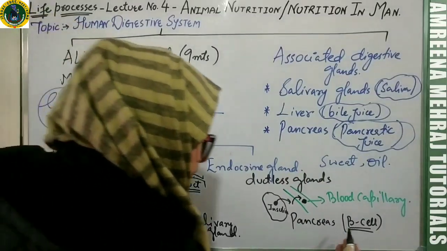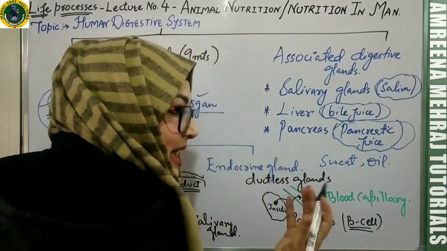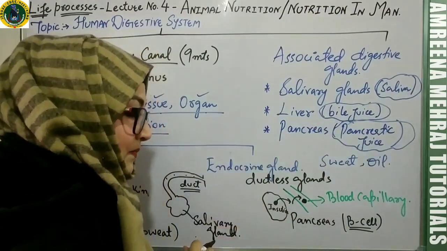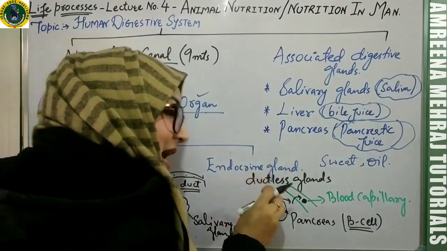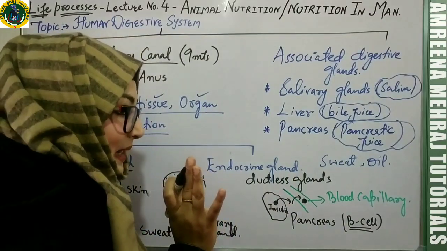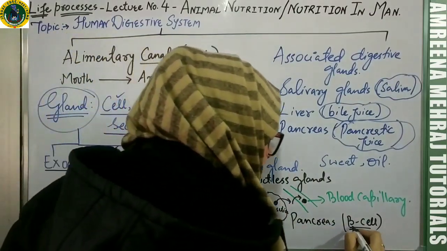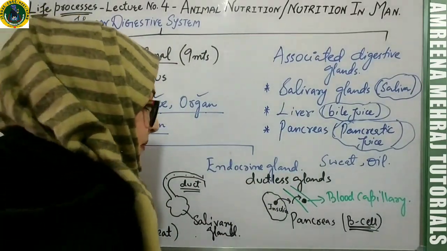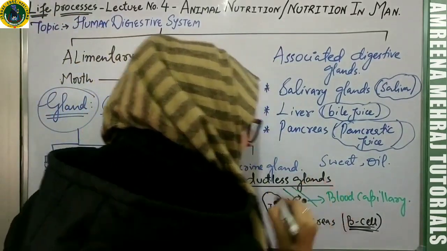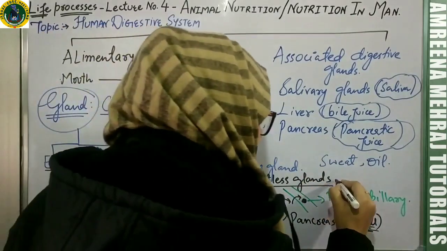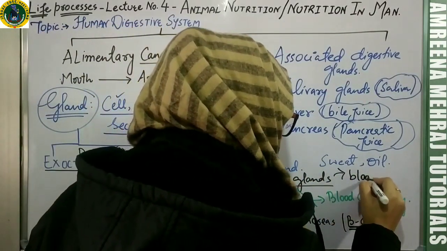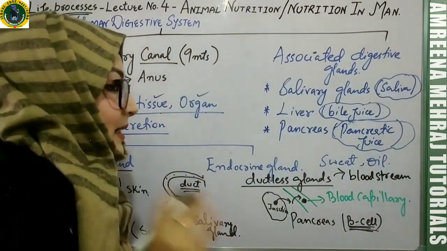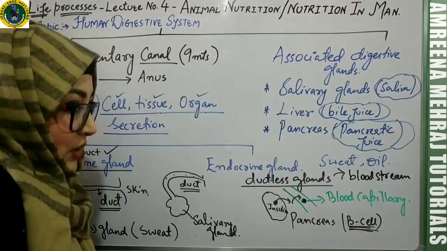So does this beta cell of the pancreas have any duct for releasing its secretion into the blood? No. The secretion is directly released into the blood. That type of cell is called an endocrine gland. So, they are ductless glands and they release their secretion directly into the bloodstream without the help of any duct. That's very, very important.